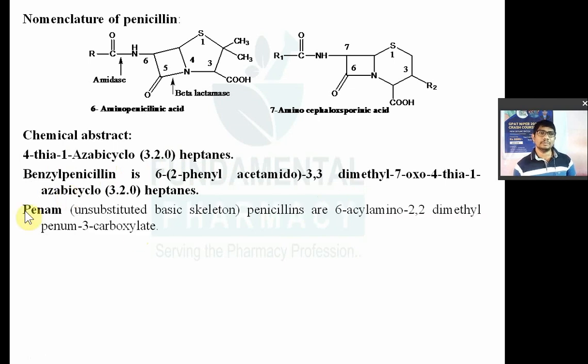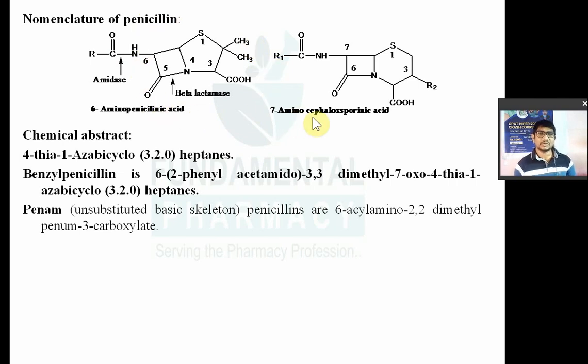Now penam means what? Penam ring is there. So the unsubstituted basic skeleton of penicillins, what is that? It is nothing but the 6-amino 2,2-dimethyl penam 3 carboxylate. So ये जो रिंग होता है जो यहाँ तक का जो रिंग है उसको बोलते हैं पेनम रिंग. So in the penicillin you can say it is a derivative of 6-aminopenicillanic acid or it has a penam ring, right?